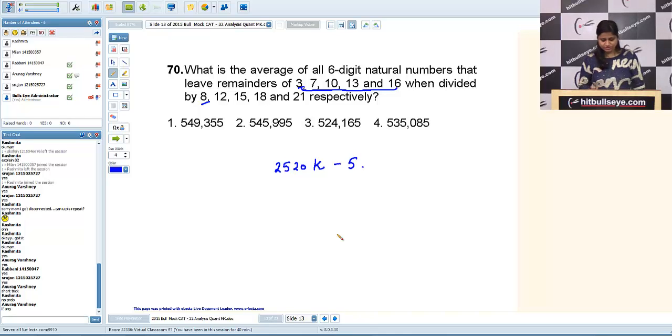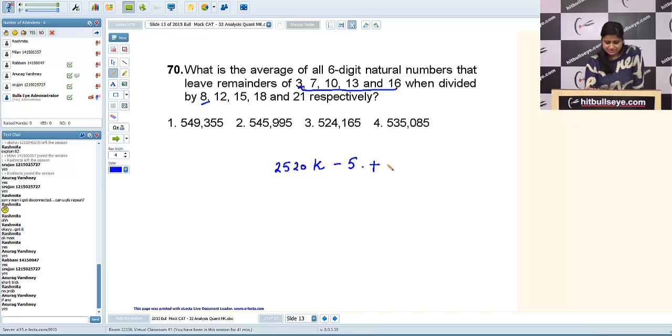And since both the numbers are of this kind, the smallest one and we want to find the average of all 6-digit natural numbers. So how can we find the average? Let me see. See, obviously any number in this kind of series will be of this type: 2520 into some quotient, minus 5. I think that is okay with you. That is a basic thing we use in least common multiple. So whenever you are putting values of k, you will get a series of all these kind of numbers.